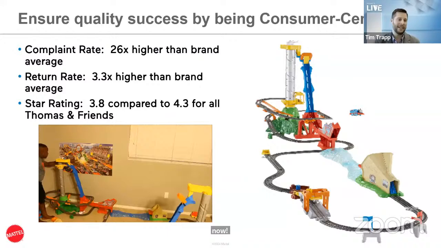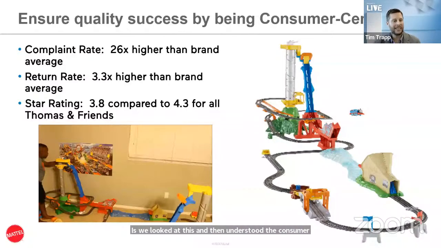So what's important here is we looked at this and then understood the consumer behavior, and we implemented design standards. So we don't use grease on exposed track anymore. We must design it that it doesn't use that because it wears off or consumers wipe it off. So again, using the information to make your existing product or future products better is key.